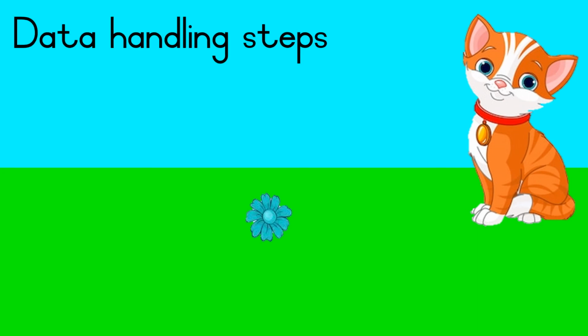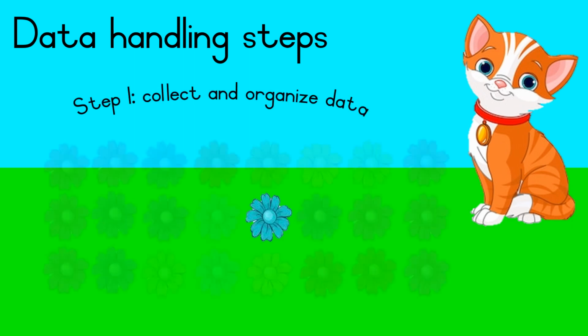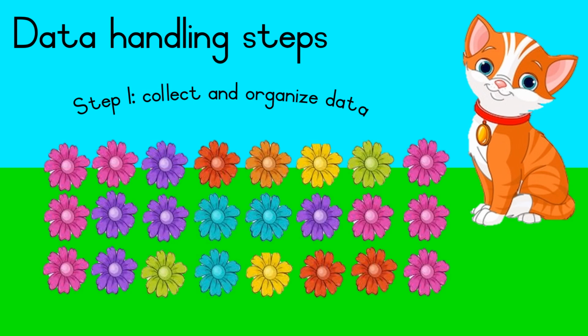Something else that you have to remember with data handling is we have steps. Step 1 is collect and organize your data. So decide what you are going to work with. So here we have flowers. So I am going to collect my flowers.